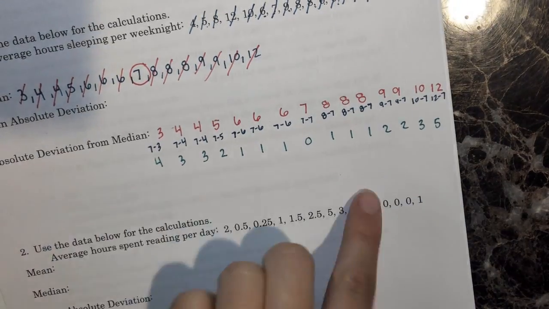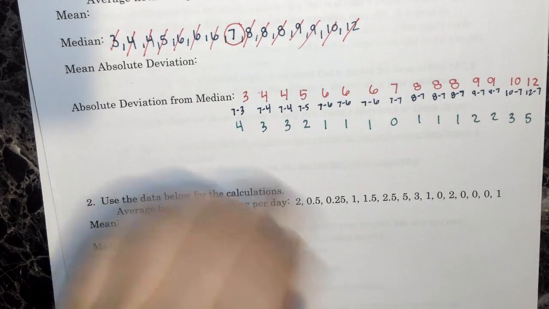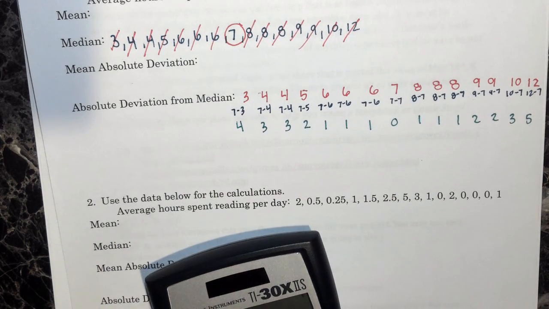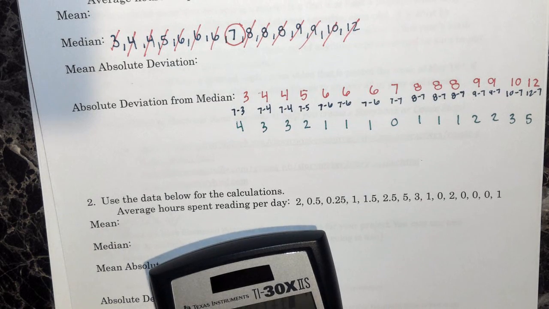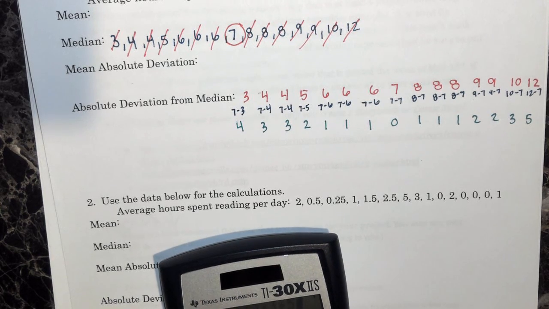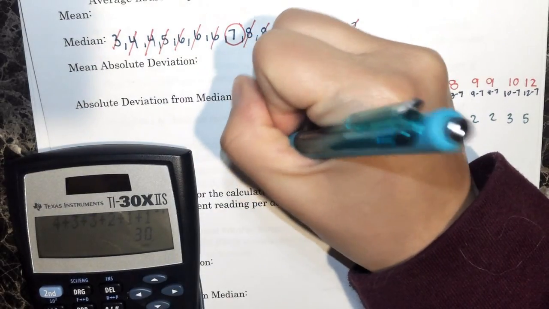And you're going to find the absolute deviation from your median. So now I'm going to find the average of these numbers. So add them all up. 4 plus 3 plus 3 plus 2 plus 1 plus 1 plus 1 plus 0 plus 1 plus 1 plus 1 plus 2 plus 2 plus 3 plus 5. And I got 30. I'm going to double check that though, like we always do.